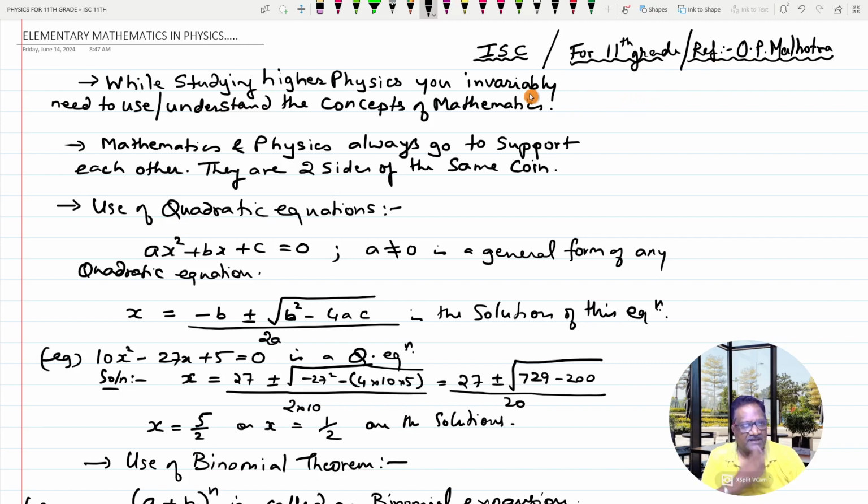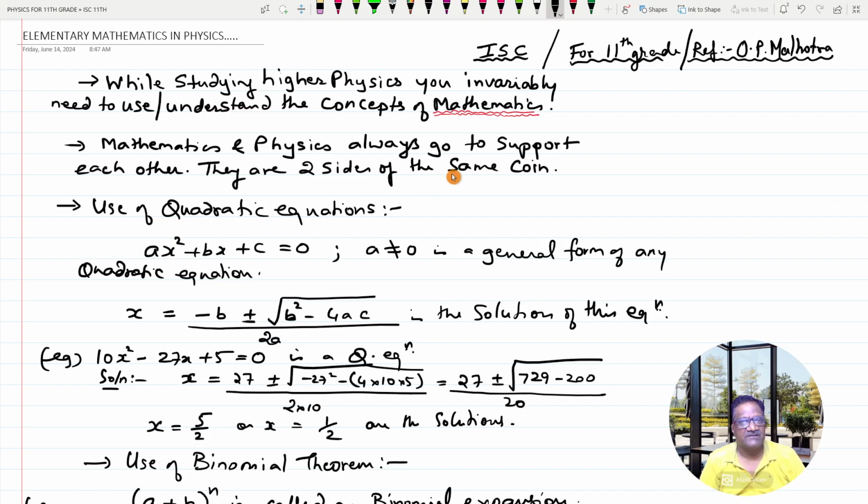While studying higher physics, you invariably need to use and understand the concepts of mathematics. This is very, very important. If you want to understand physics at a higher level, then you should have a sound knowledge of mathematics also. Mathematics and physics both go hand in hand, that is, they always support each other. They are two sides of the same coin. Now, let us start with the simple concepts of mathematics that are used in physics every now and then.